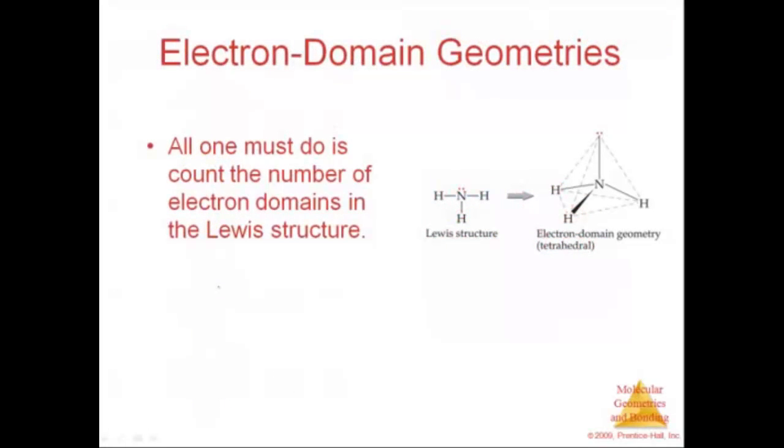So all we need to do is count the number of electron domains, and in this case we have 1, 2, 3, 4. Those electron pairs are going to be equally spaced apart, so the electron geometry here is tetrahedral. Even though there's no atom up here, there are lone pairs which also take space just like they do here. Okay, so the electron geometry is tetrahedral. The actual shape is not tetrahedral.